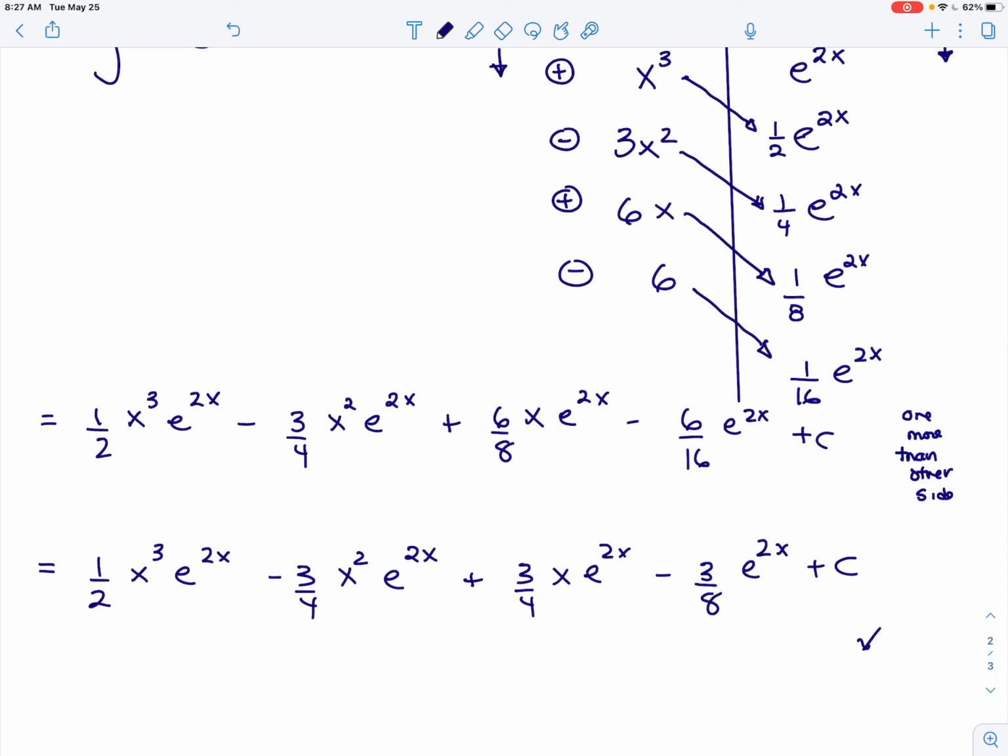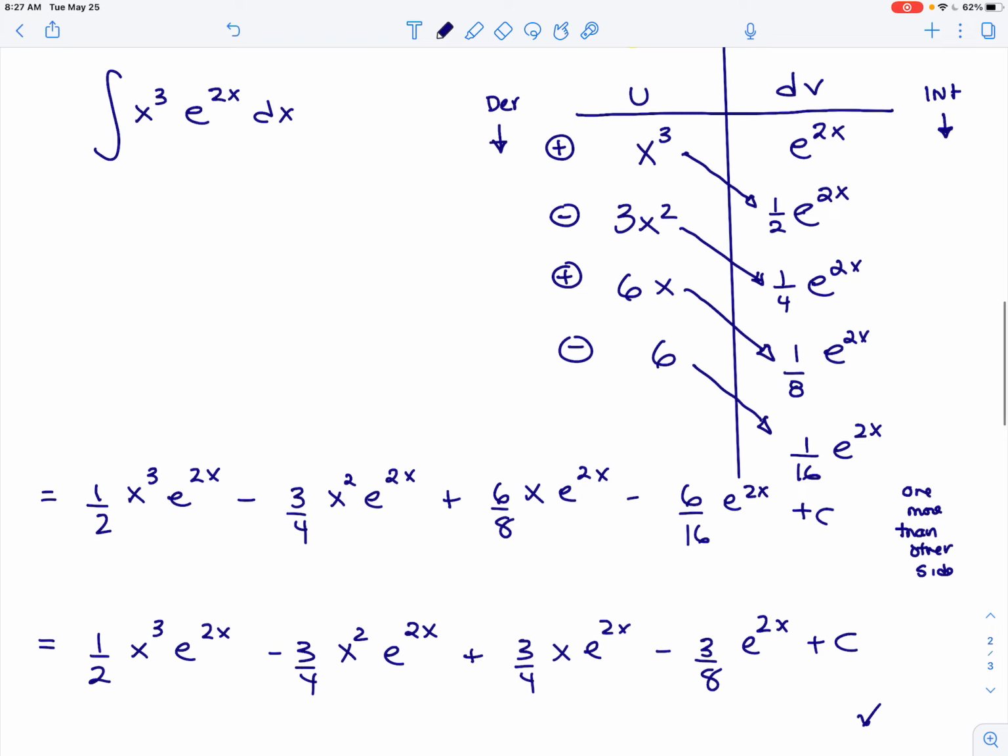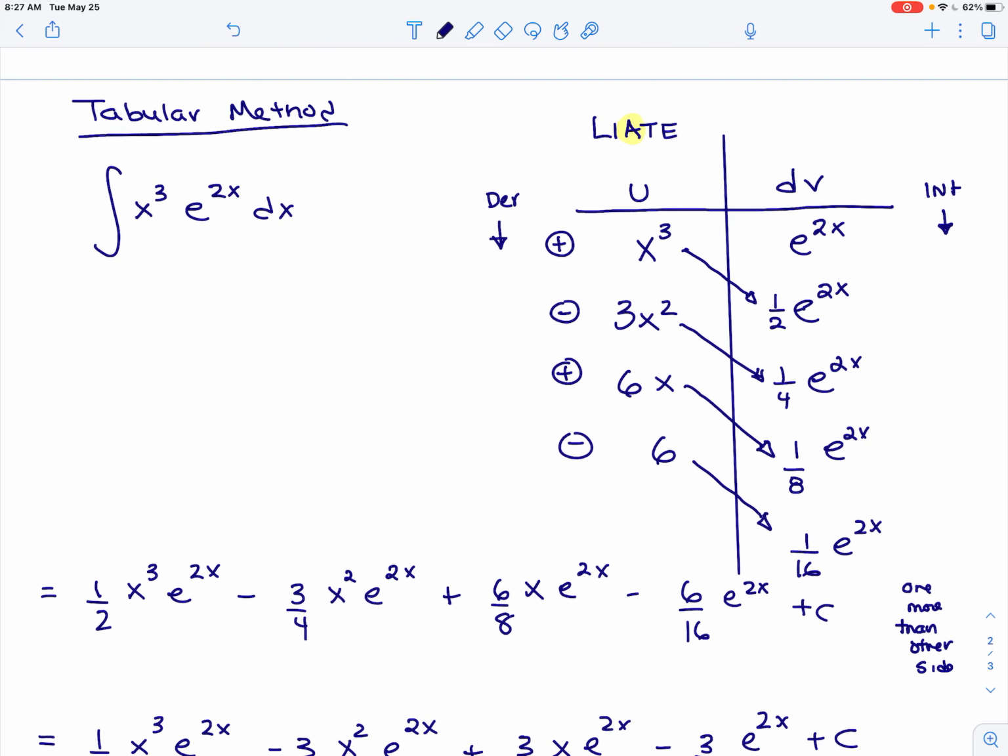So that's a lot easier. So when do you use the tabular method? When your u is the algebra. And you can see that the power on the algebra is how many times it's going to take. So, you know, if it's just x, then you might as well just do regular integration by parts. There's no need to do a tabular method. But if it's x squared, x cubed, x to the 4th, then you're going to be using a table.